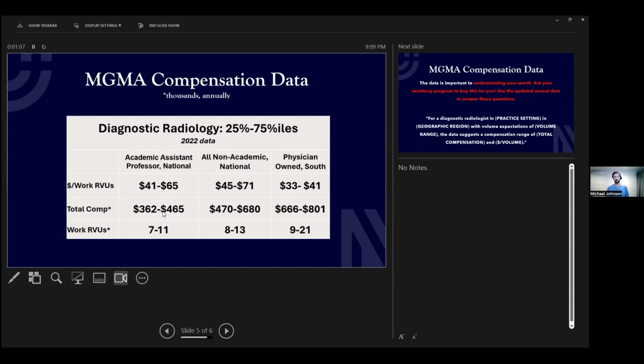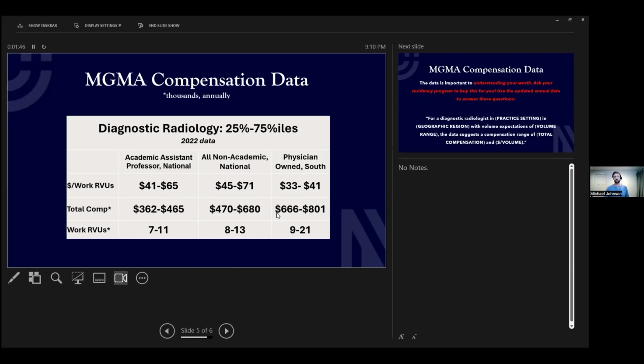The amount that you're paid per work RVU is between about 41 and 65, and that's off of a volume of 7,000 to about 11,000 work RVUs. So what you'll see is that the total comp is a bit lower compared to the other practice settings, but the work RVUs, the amount that you're paid for each RVU, and the amount of volume you're expected to provide is commensurate with that total comp. It's a little bit less volume and a middling to low-middling compensation per unit.